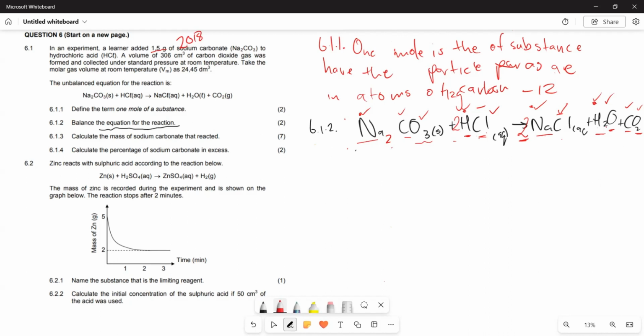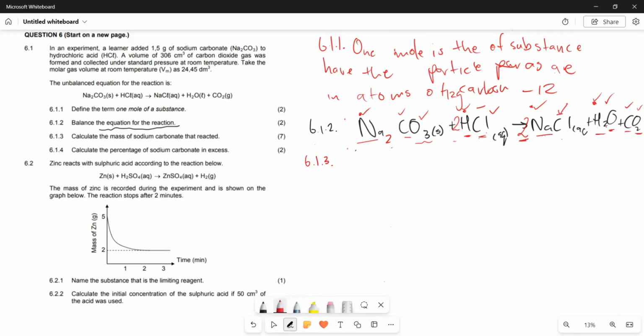Now let's look at 6.1.3 and check what it is that they require us to calculate. Now they want us to calculate the mass of your sodium carbonate that reacted. So now let's go back to the question and try to understand it. So from here, what are we having?